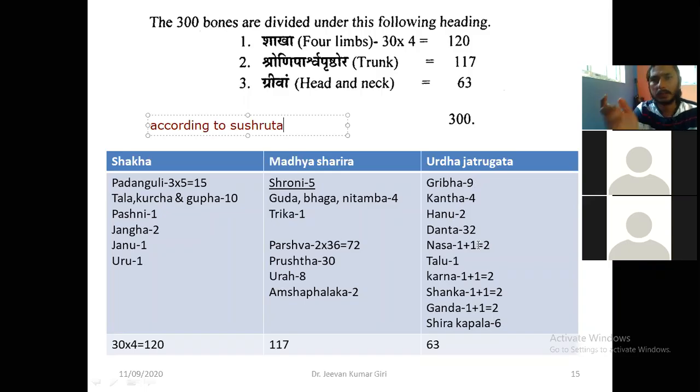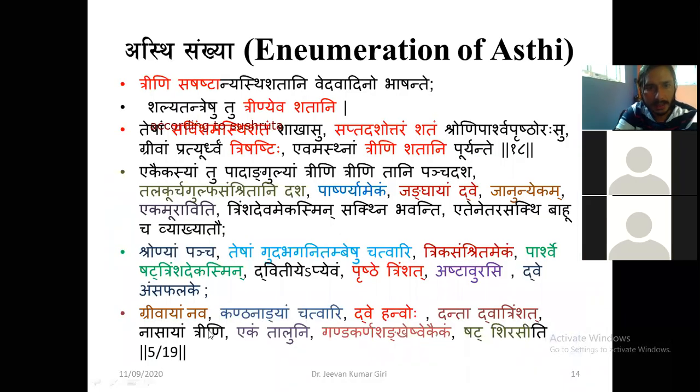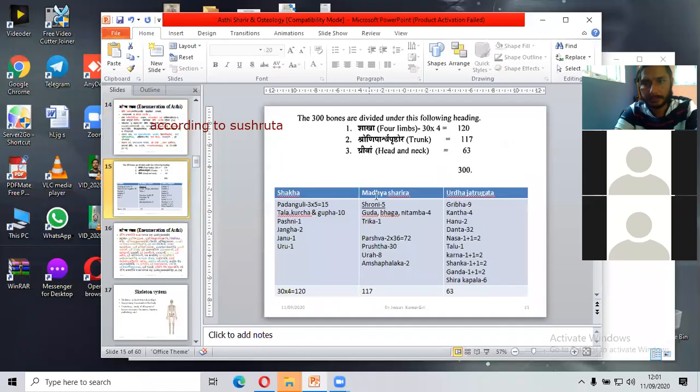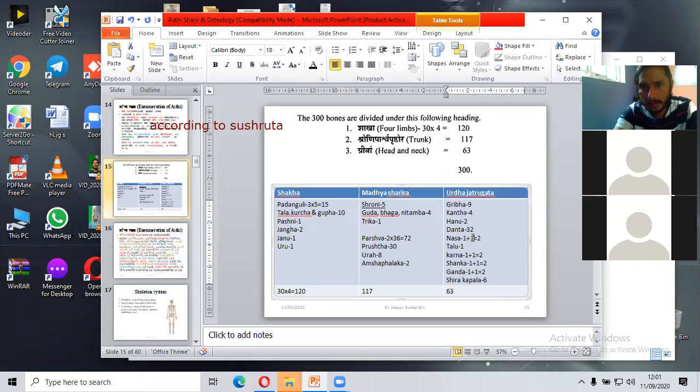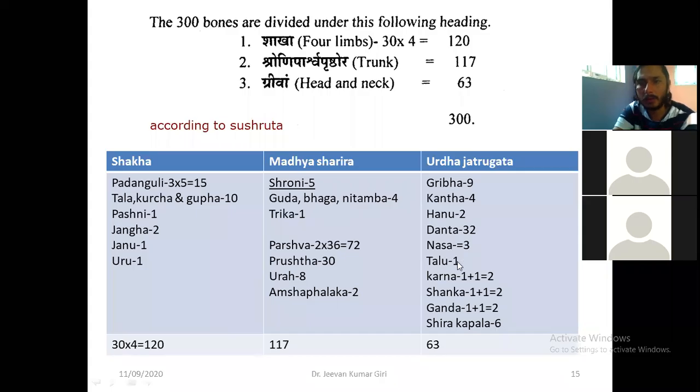Okay, we have got a 1 plus 1, that is Nasa. There is 3, I think so, isn't it? Let me see in the sloka. Nasa is 3. Okay, that is not 2. Nasa is 3, not 2. So in Nasa there is 3. In Talu 1. In Karna 2. In Sankha 1 plus 1. In Ganda and in the Sira Kapala.